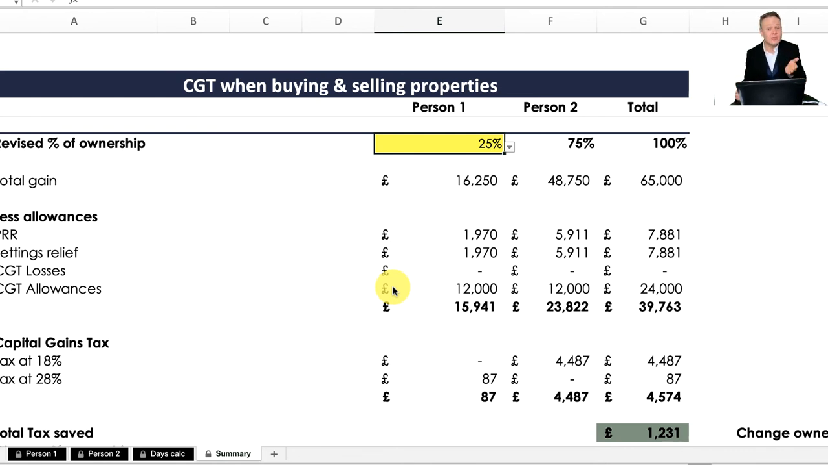This can really work as well if you have a property that's solely 100% in one person's name. If you've got another person in the family that you can utilize the CGT annual allowances with, husband, wife, civil partners, then why not use this spreadsheet to change that ownership from 100% to 50-50 and get that CGT annual allowance used?